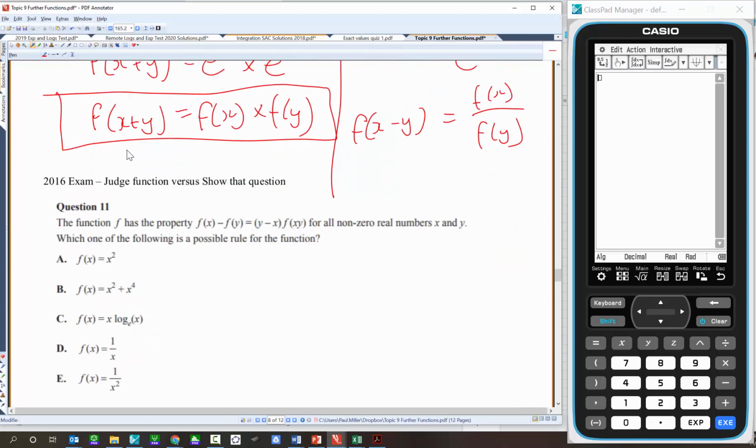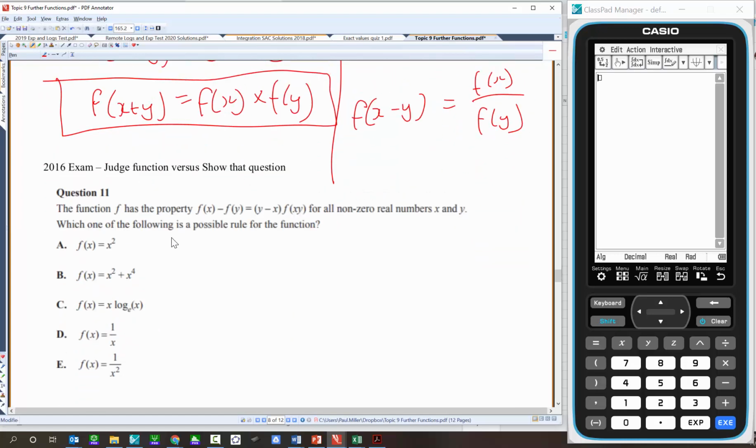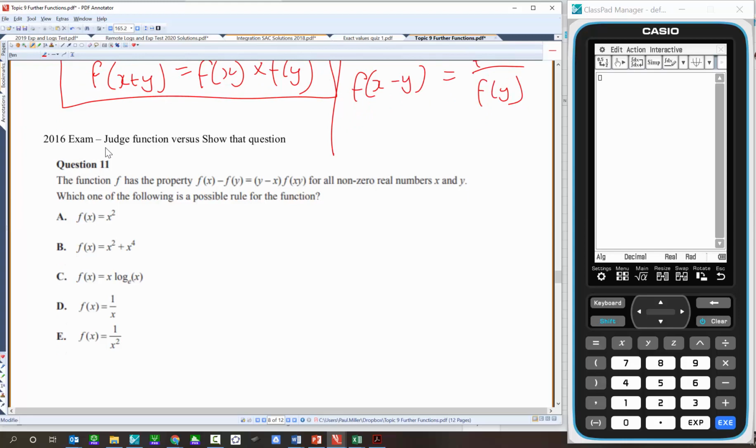All right, so here is a typical exam question, from the 2016 exam, using the judge function. So this is what we need to do. The function f has the property where this is true for all non-zero numbers. Which one of the following is a possible rule for this function? Okay, so let's try it out.